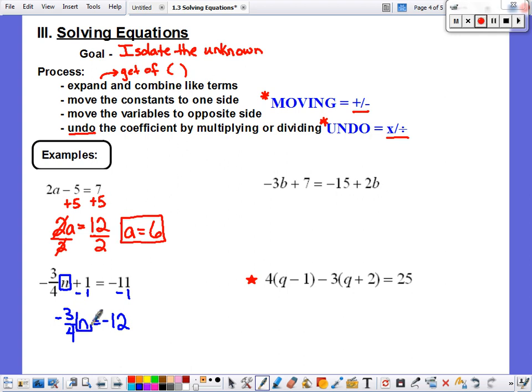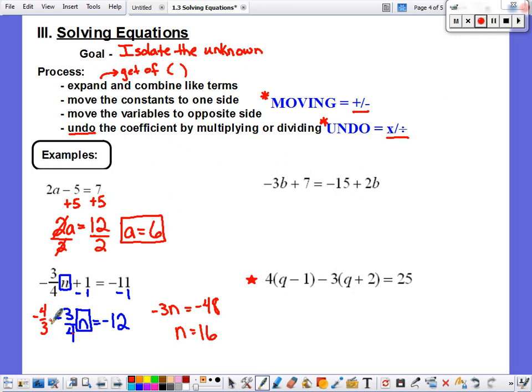My next objective, again, my goal is to get n by itself. For some of you, maybe putting a box around what you're trying to get by itself is a good thing. Now this is where you have some choices. A lot of students will multiply both sides times 4, and they end up getting -3n equals -48, because the 4's would end up canceling. And then they would divide by -3, and they would end up getting 16 as their answer. Okay. Another way to do this is, our goal is to make -3/4 1. So why don't we multiply by -4/3?